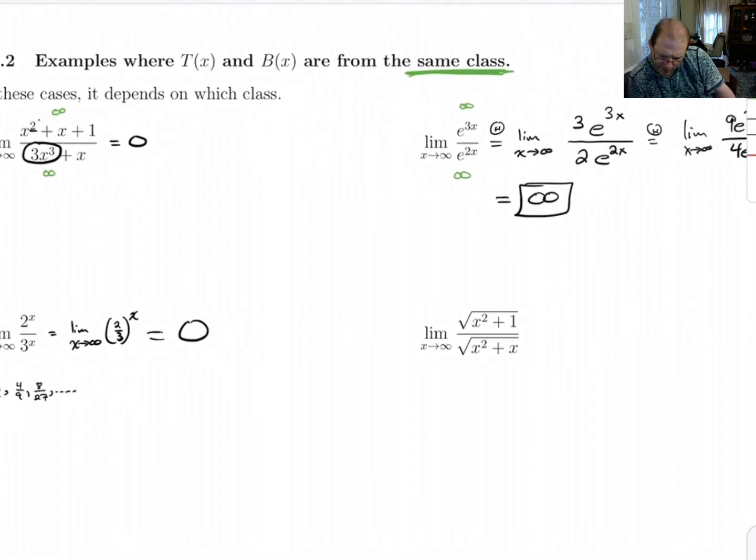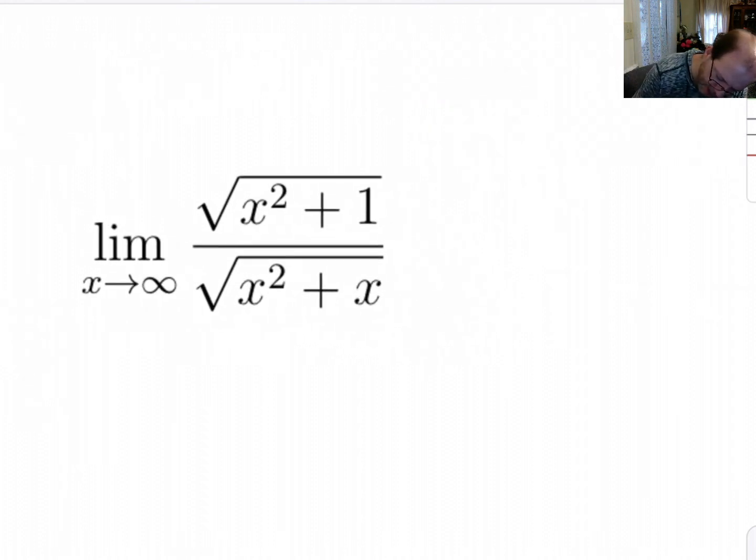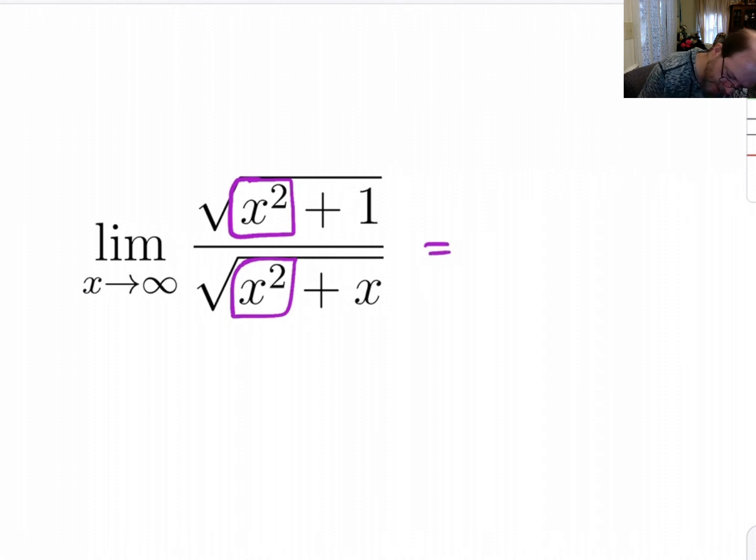This last one here is a pair of root functions. And this one we could use L'Hopital's rule on, but I'm just going to look at the dominant terms on top and bottom. As x goes to infinity, these are the bits that are going to matter. And so we wind up with just 1.